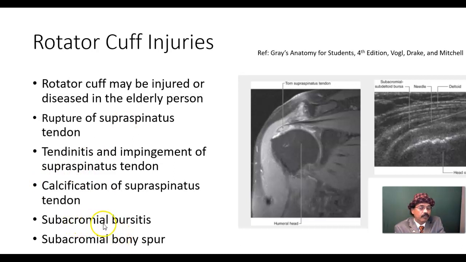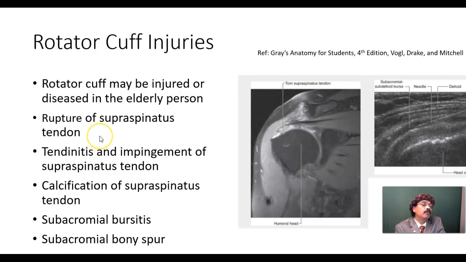There may be inflammation of the subacromial bursa, maybe bursitis, excessive collection of fluid, or congenitally the gap between the supraspinatus tendon and the acromioclavicular ligament and acromion process is narrow. There may be calcification of the supraspinatus tendon. There may be tendinitis and impingement of the supraspinatus tendon. Calcification may be removed by needling. We can use the needle to get the calcium out. Rupture of the supraspinatus tendon is also possible.